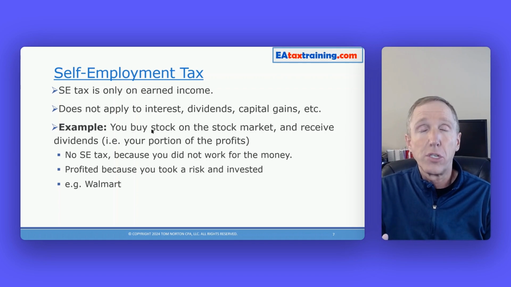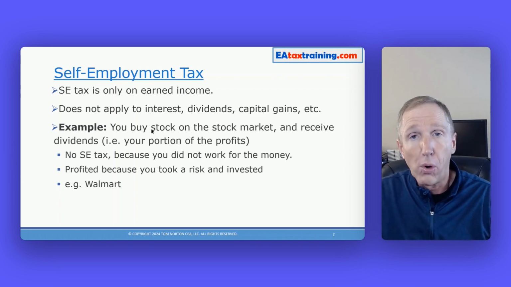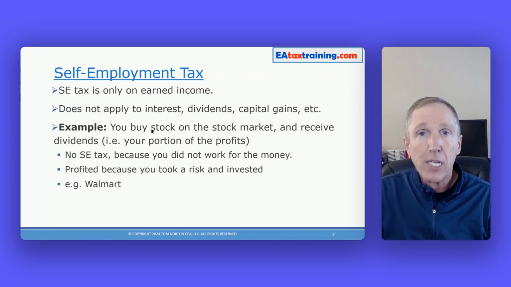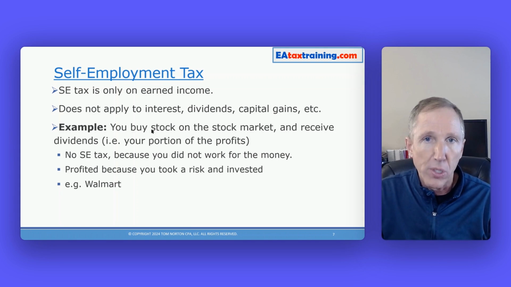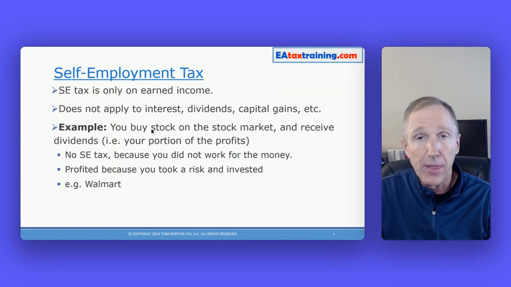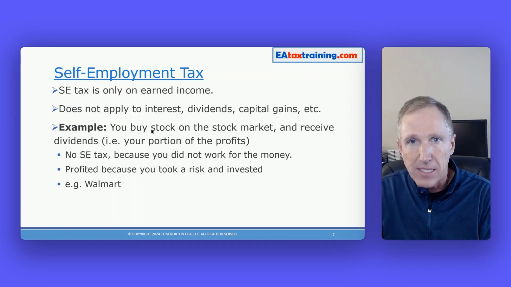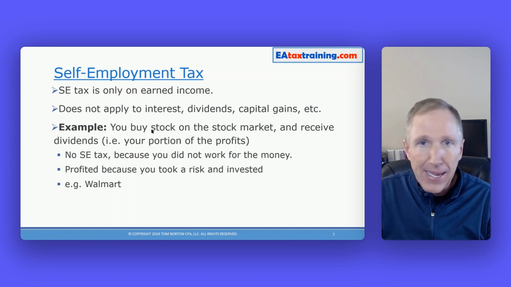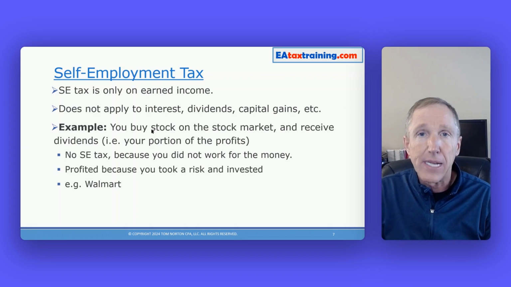But let's say you also happen to work for Walmart. So you've got a job with Walmart, you're getting a salary. So of course they are going to withhold 7.65% of your salary, and then Walmart is going to match that 7.65%. But now you're also getting dividends. Well, you still don't have to pay any Social Security or Medicare tax on the dividends because that is not the portion that you got for working.